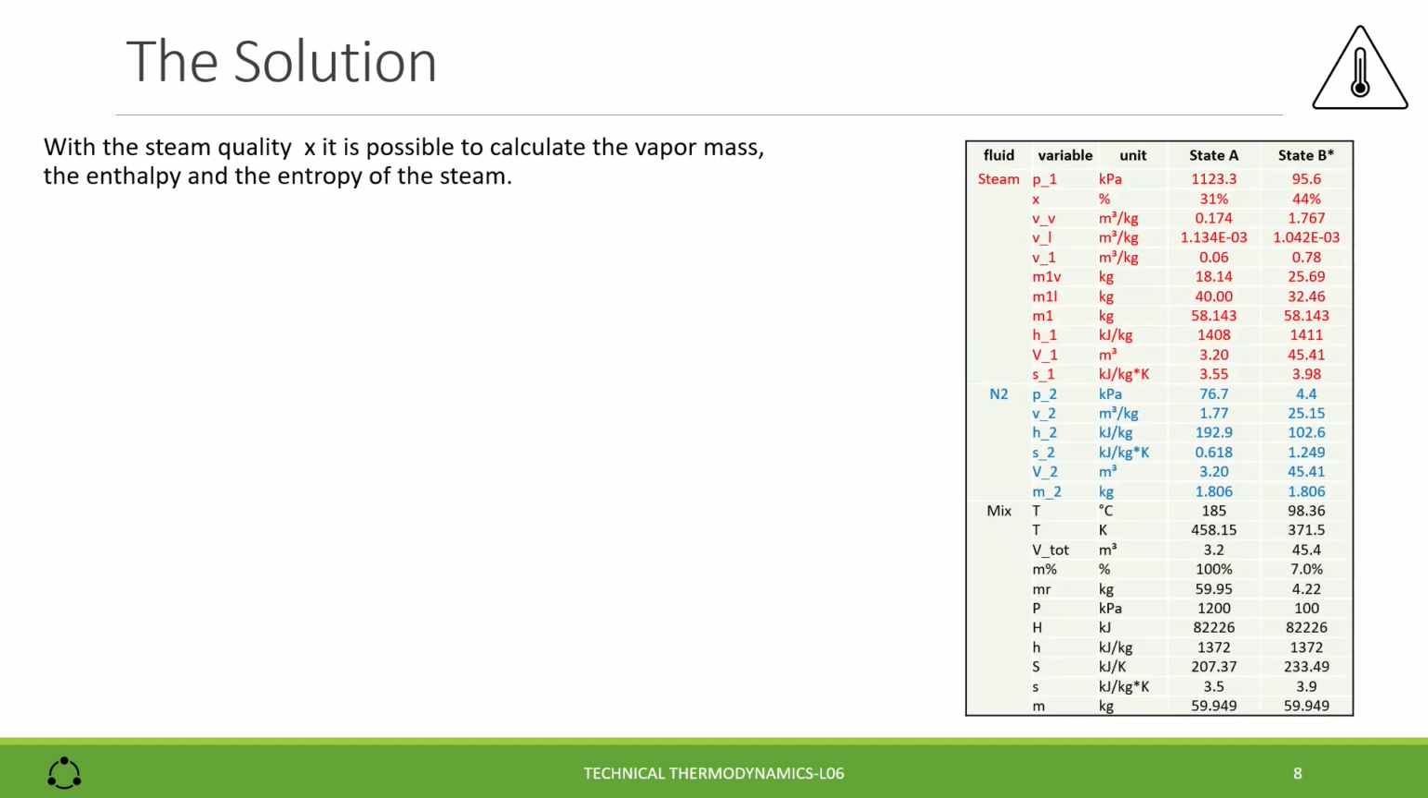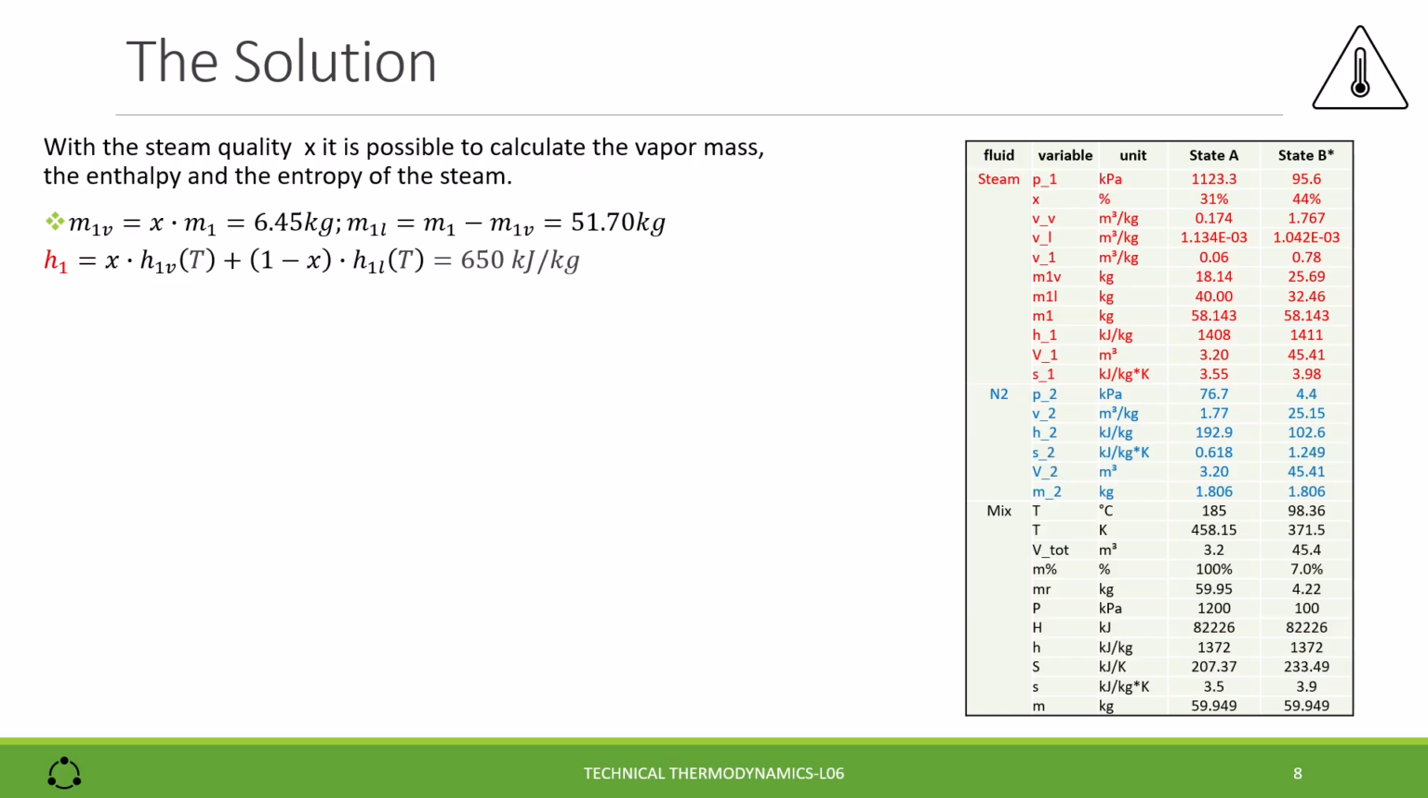With the steam quality X, it is possible to calculate the vapor mass, the enthalpy and the entropy of the steam. The mass of the vapor is then 6.45 kg, the mass of the liquid 51.70 kg, the enthalpy and the entropy we calculate with the formulas we have already seen.